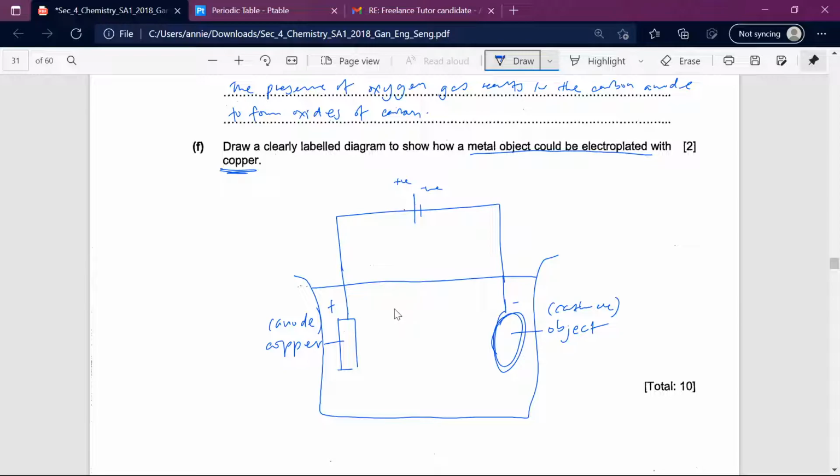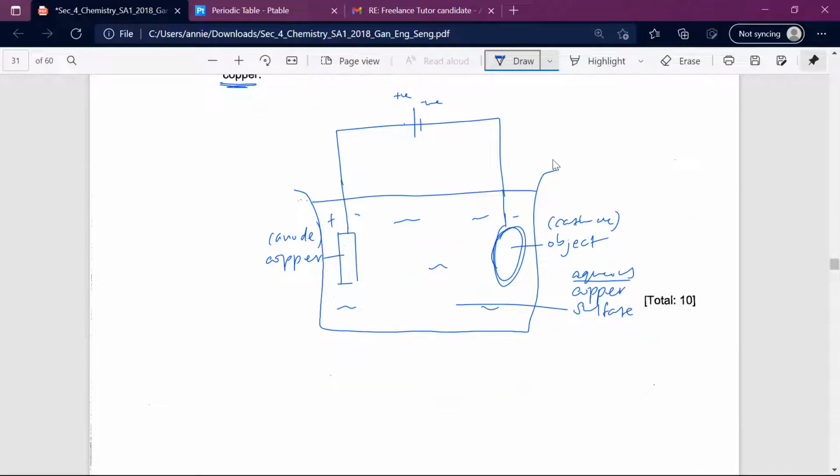So we need it to be free moving and mobile, and also contains the copper. So we'll make it copper sulfate, and it needs to be aqueous. This is important. And there you have it. The cathode will actually attract these positive copper ions, and hence it will form the copper metal here. Okay, and that is how it will electroplate this object.